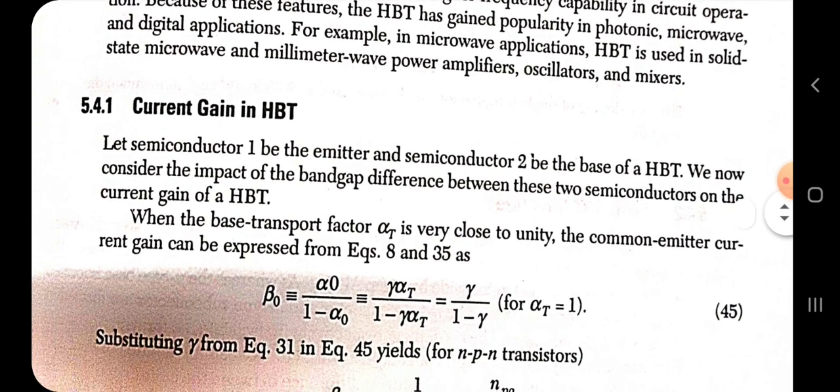Current gain in HBT. Let semiconductor 1 be the emitter and semiconductor 2 be the base of HBT. We now consider the impact of the band gap difference between these two semiconductors on the current gain of HBT.